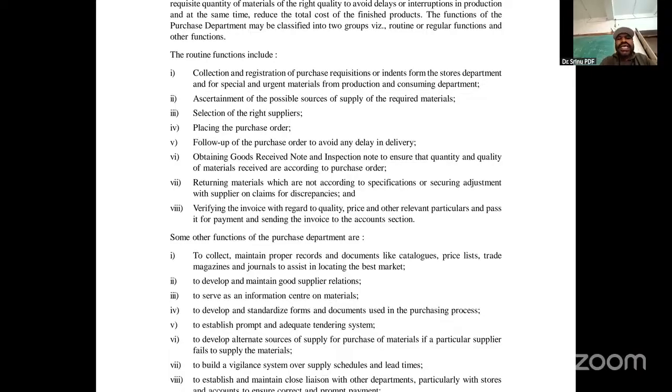Next, placing of purchase. In the market, several suppliers will come, for example supplier A, supplier B, supplier C, supplier D. Where you want to purchase, how much you want to purchase, and what factors you are going to consider, all of that is placing of purchase, and we check it. Is it clear? Next, following up the purchase order, avoiding any delay in delivery.